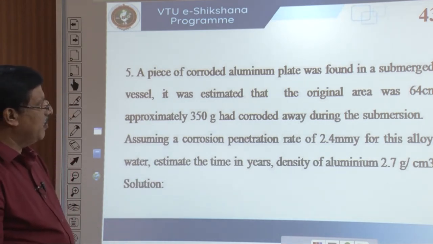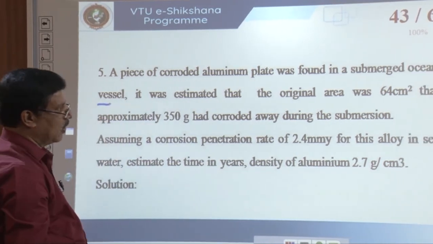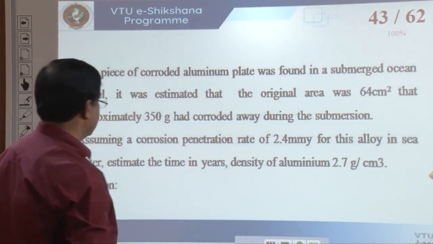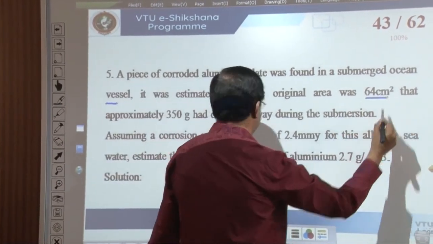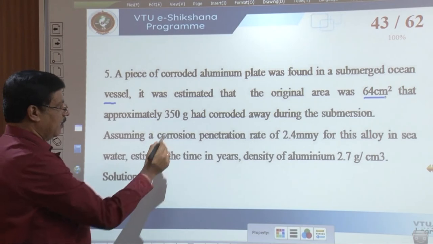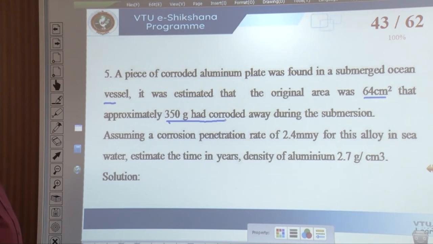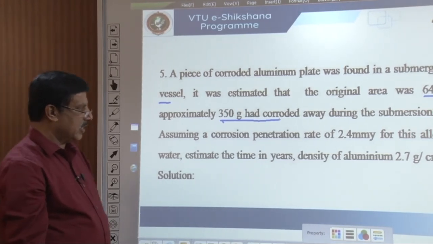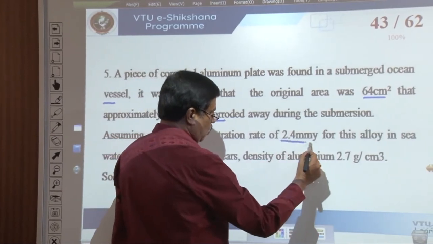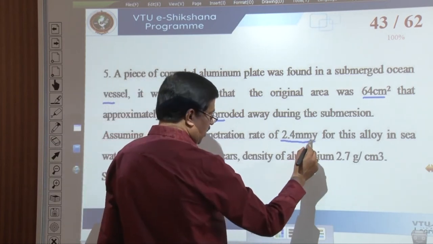So next one, the sixth one. A piece of corroded aluminium plate was found in a submerged ocean vessel. See, aluminium is not going to be corroded that much. However, it was estimated that the original area was 64 centimeter square, and that approximately 350 gram corroded away during the submersion. Whenever there is water about, submerged, that much metal was lost. Assuming a corrosion penetration rate of 2.4 millimeter per year. This is not mm, this is millimeter per year.